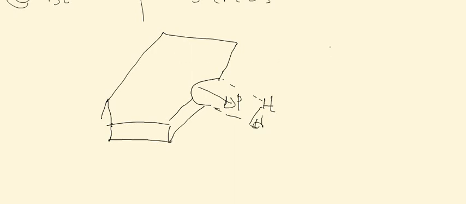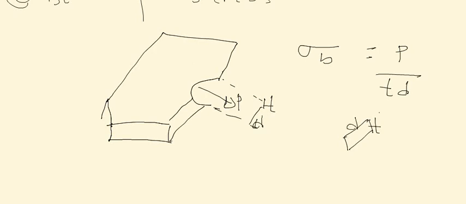So in this case, the bearing stress is given by the force applied over the thickness times the diameter. That is to say, this is the diameter, and this is the thickness. So this is the area of interest. This is what we call bearing stress. And this bearing stress might also be found in bolts, nuts, and other structural members used to join two or more parts of an engineering device.